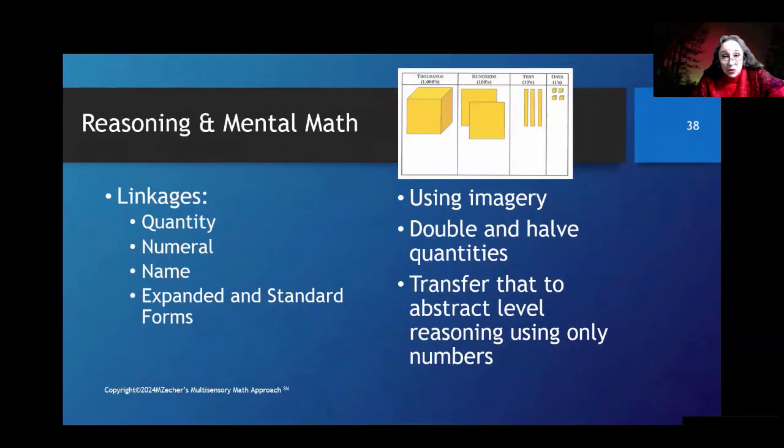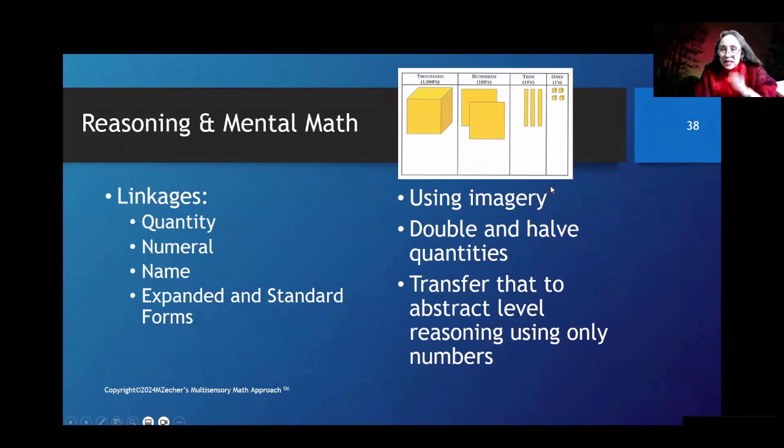So reasoning and mental math, once they have that visual imagery, you can have them build a quantity for a warm-up and then double it or halve it. You can do mental multiplication. Look at this quantity right here, 1,234. Could I double that quantity? What would it be? It would be 2,468. Could I halve that quantity? Well, that's going to be a little bit of a problem.